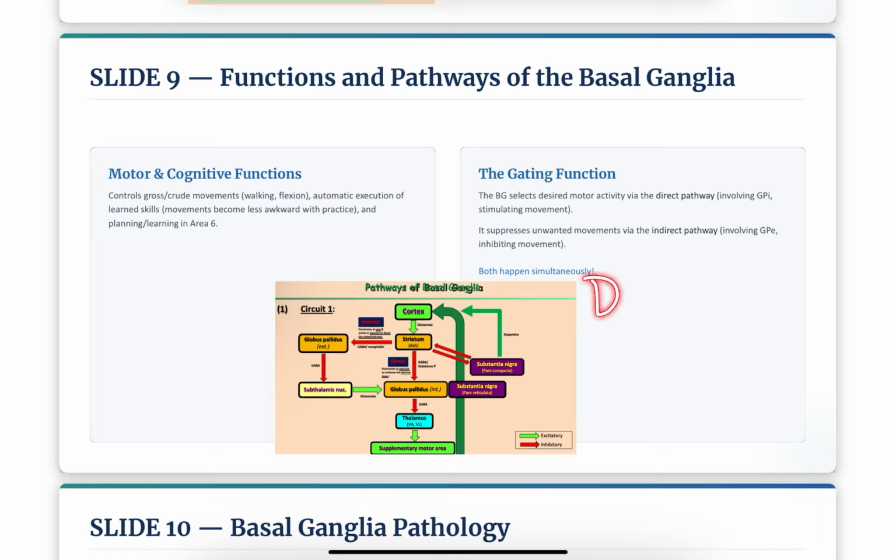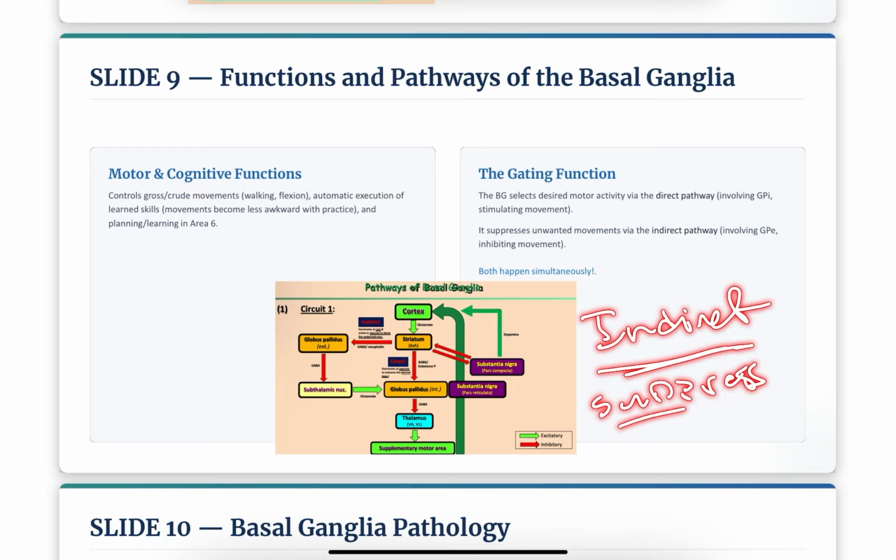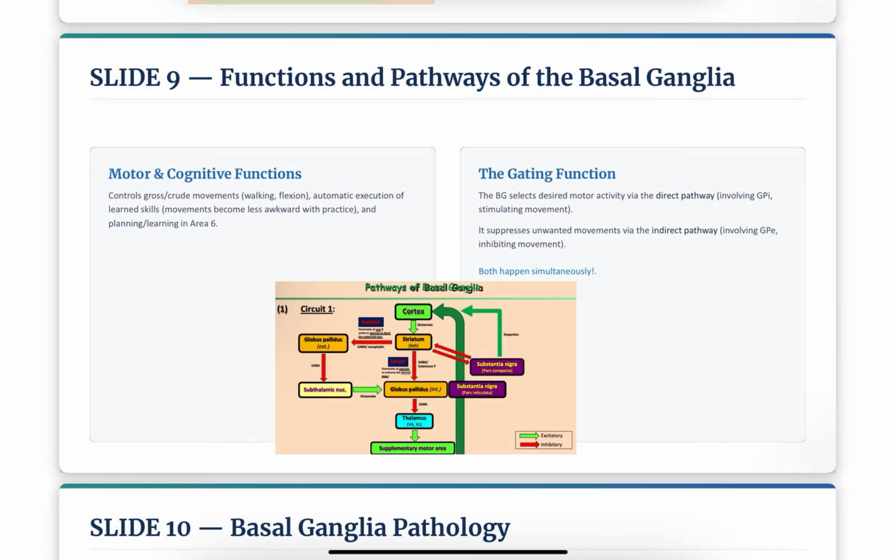So the direct pathway, okay, I'm just simplifying this structure here. The direct pathway helps select and facilitate desired motor activity. So it's for the desired motor activity, and mostly it involves the globus pallidus interna, the GP interna. Whereas the indirect pathway, from its name, will suppress the unwanted movement and it will use the GP externa. Okay? So the direct is for the interna, the indirect for the externa.